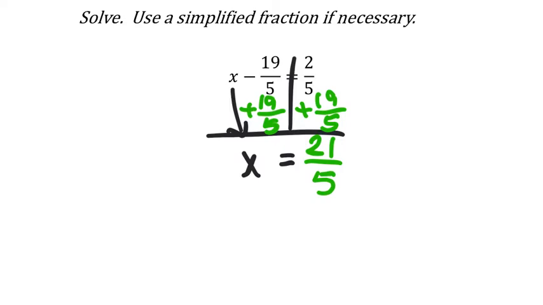I'm going to just check in my calculator. 21/5 minus 19/5. When I push enter, I should get 2/5, right? Boom, there it is. So that checks off. And then I would know that x equals 21/5. That's a nice one-step equation to get us started here.